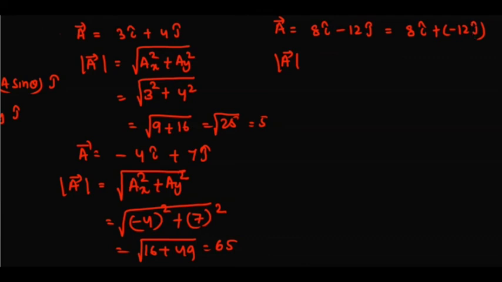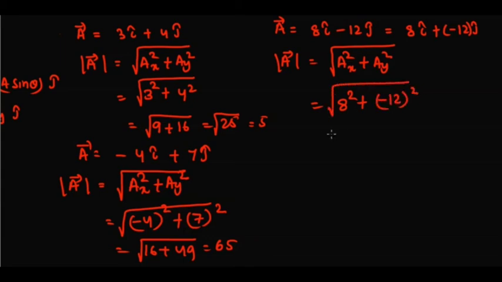Minus 12 into J cap. Okay, so here the magnitude of A is the square root of AX square plus AY square. AX means the coefficient of I cap, so we have 8, so 8 square plus AY is minus 12, so minus 12 square, and then give a square root sign. 8 square is 64 plus minus 12 square will be 144, square root it will be square root of 208. So students, in this way you can find the magnitude of a vector if it is given in component form.